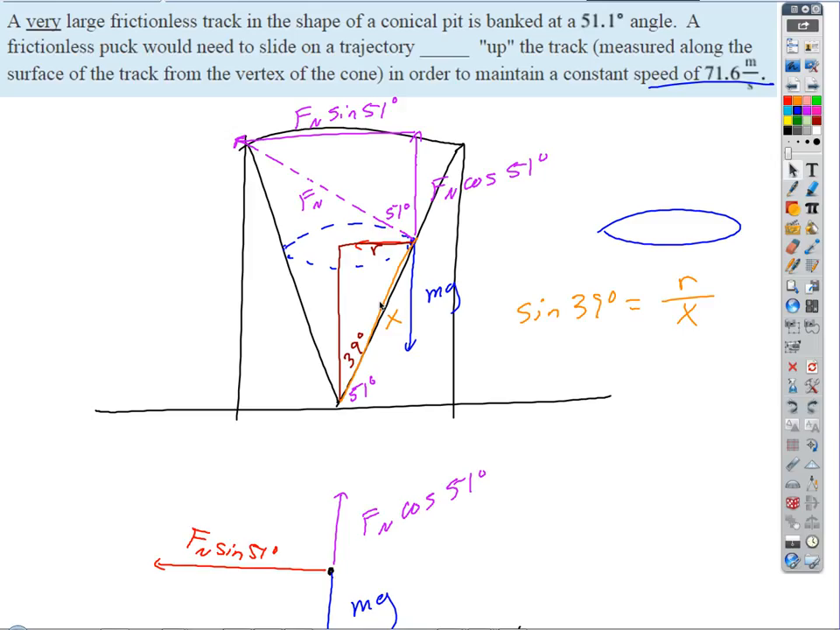Any object with any rest mass could never go the speed of light because, and we can even do it in calculus, we talked about this earlier in the year, you might remember, when we did limits. As the velocity approaches the speed of light, the mass of an object approaches infinity.